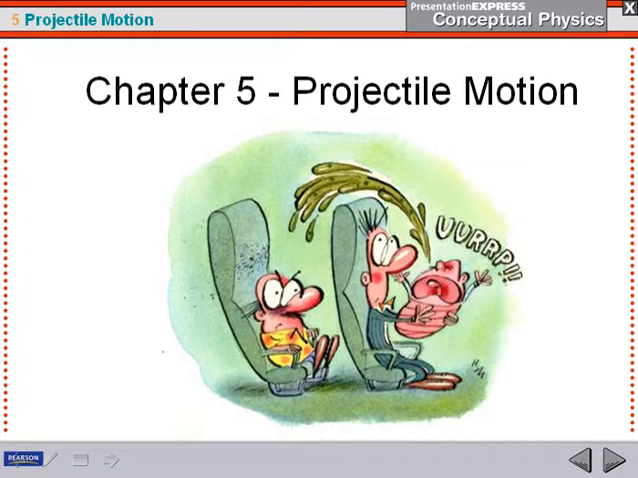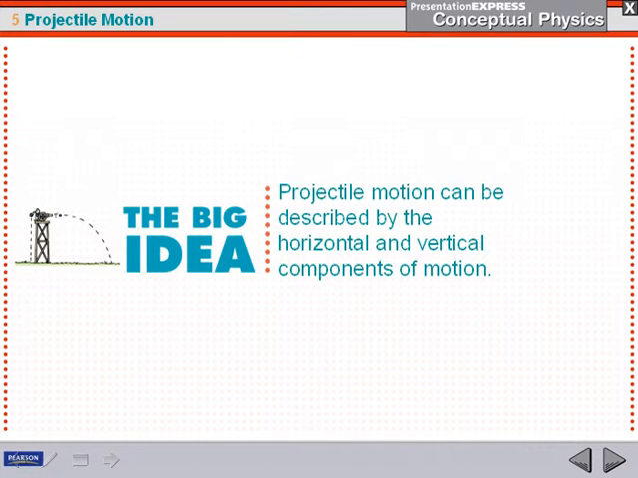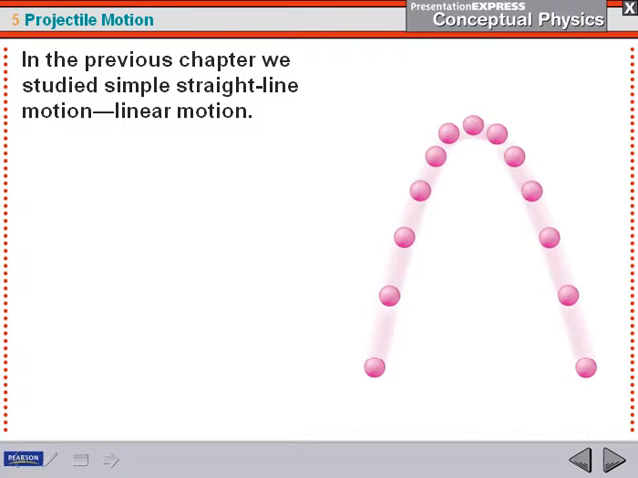So this chapter is on projectile motion, not on projectile vomit, and we will actually learn how to predict where that baby's vomit's going to end up landing by the end of the chapter. So the big idea here is that projectile motion can be described by both the horizontal and vertical components of the motion, and that's the way we're going to be able to predict motion.